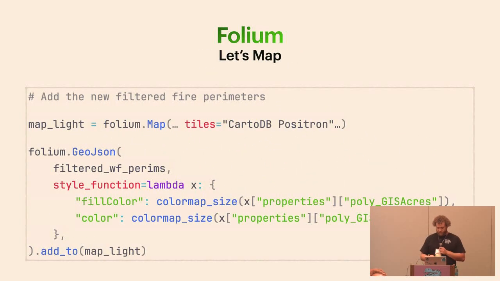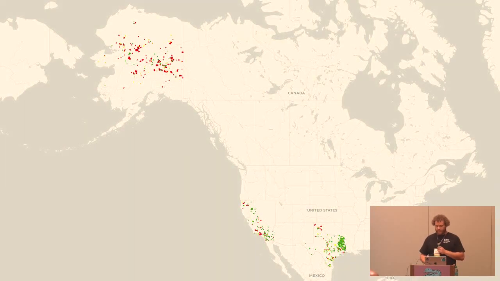So if we take that, and I'm going to be nice, I'm going to do a light map now. So notice that I changed my map to that CartoDB positron. But we're going to take those filtered wildfire perimeters, do the same colors based on acreage that we did before. We're going to add this to a map, and you get something like this.